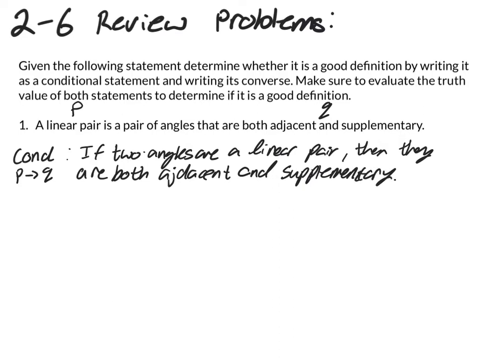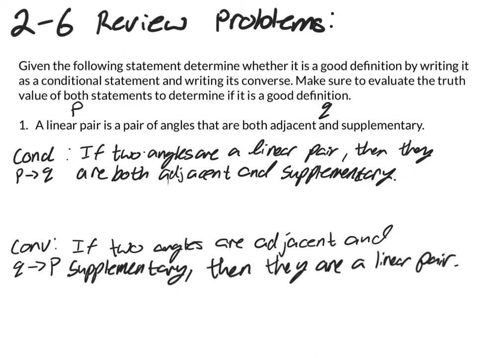Okay, and then we're going to go ahead and write the converse. So this is where we switch our statements. So we have if Q, then P now. Okay, so here's our converse statement. If 2 angles are adjacent and supplementary, then they are linear pairs.